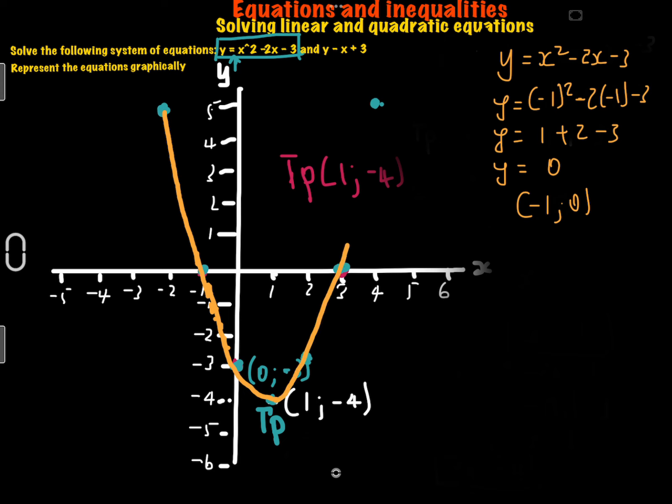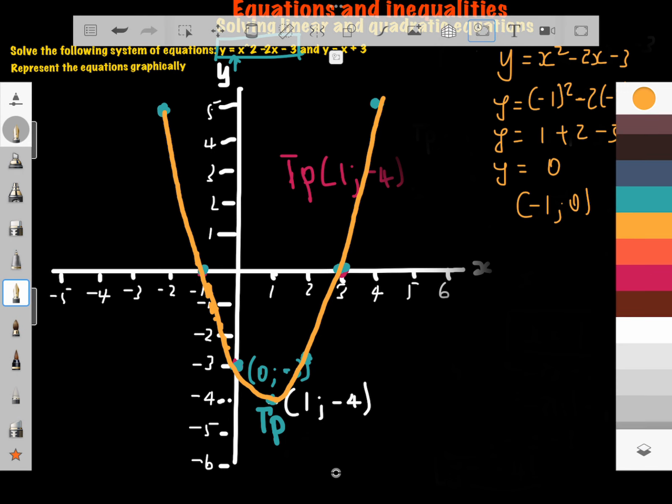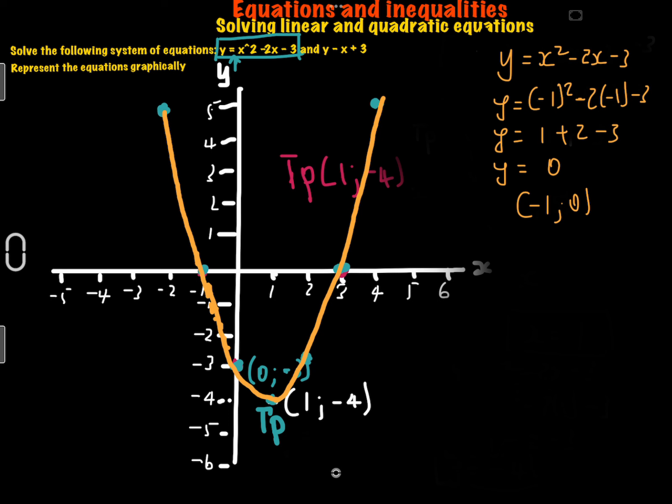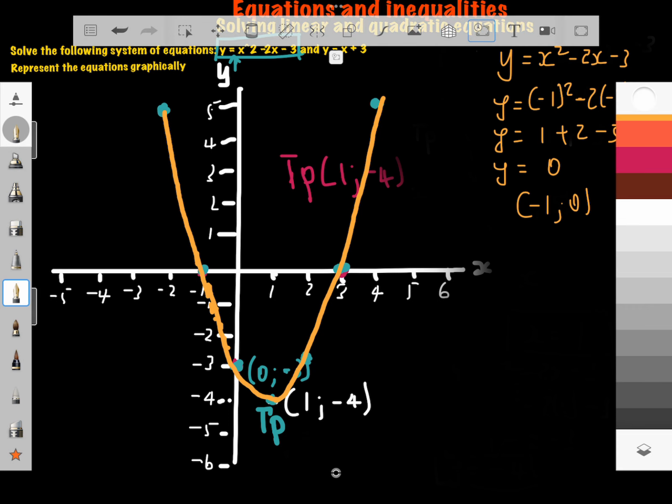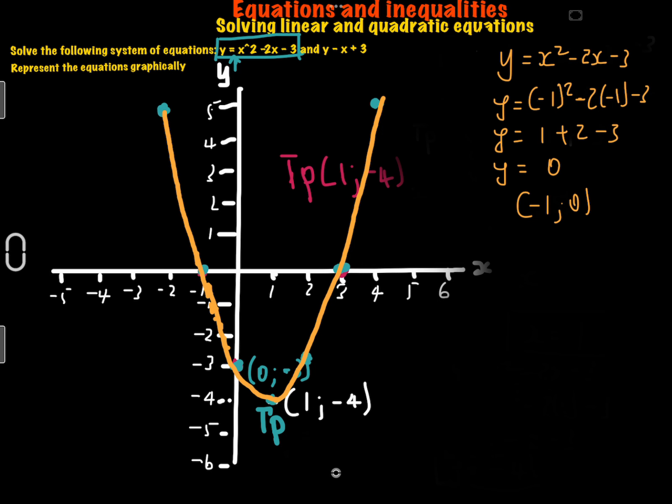And this is our representation of the equation y is equals to x squared minus 2x minus 3.